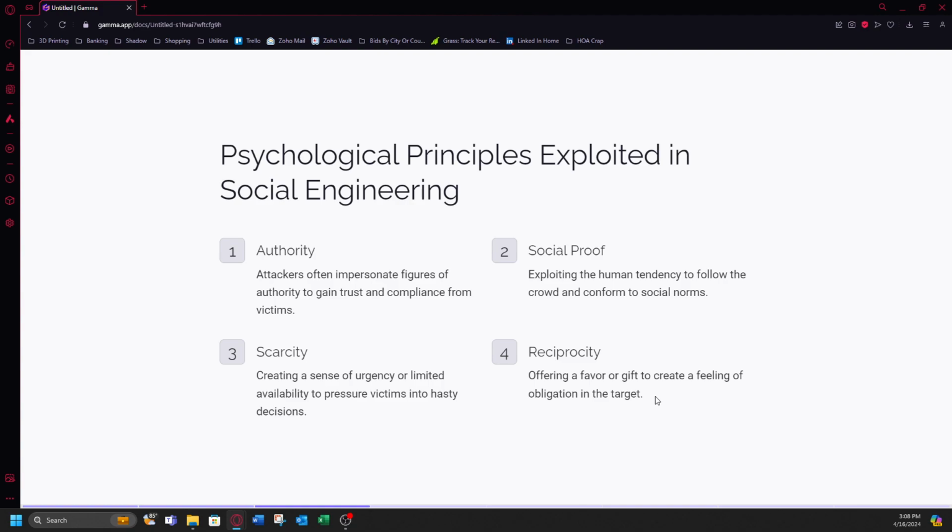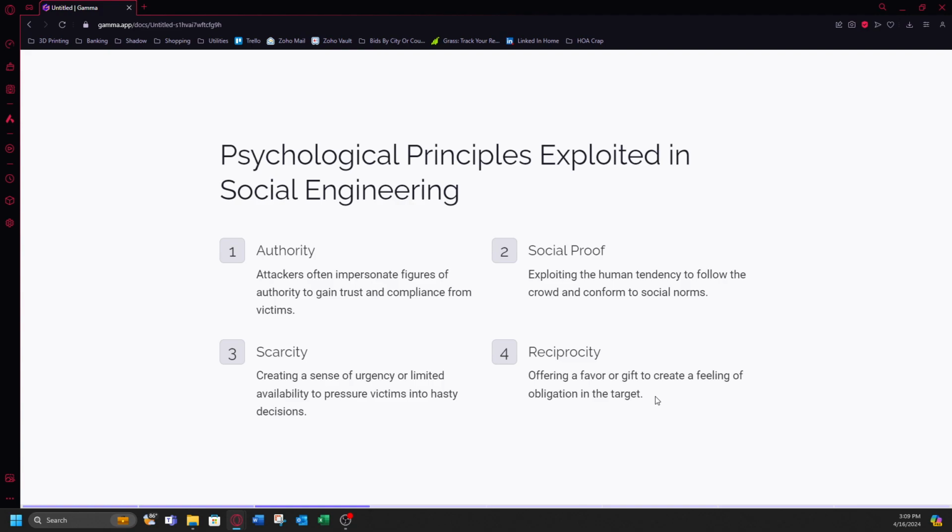So number 3 is scarcity, creating a sense of urgency or limited availability to pressure victims into hasty decisions. I always compare this to a used car salesman, right? I've had this happen to me about 8 to 10 years ago. I was looking for a specific truck, and they're like, oh, by the way, that truck you called about, someone's here looking at it right now. They wanted to create a sense of urgency for me to hurry up and get down there and buy that truck. Now, it's a crazy example again, but it's a way that some of these social engineering hackers or attackers can use your sense of urgency to encourage you to do something, right? Like make a decision on the spot that you wouldn't normally do.